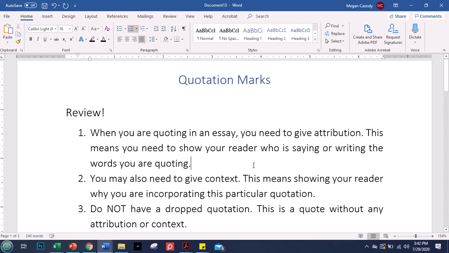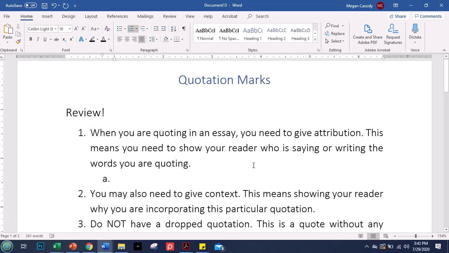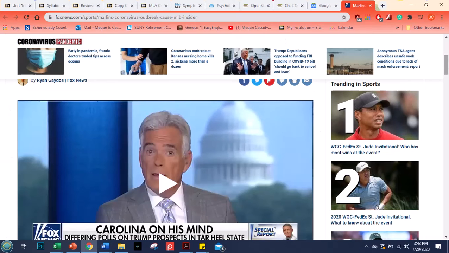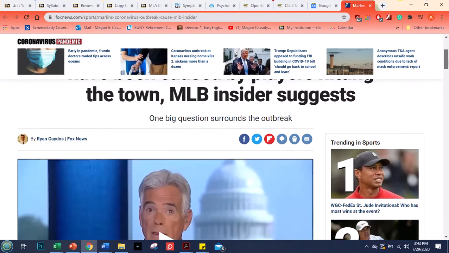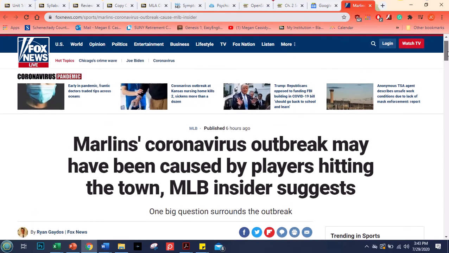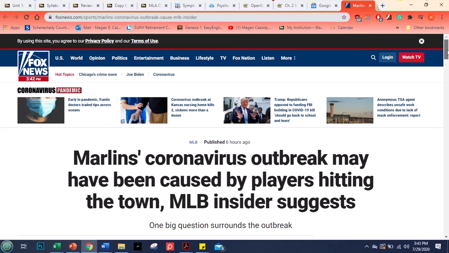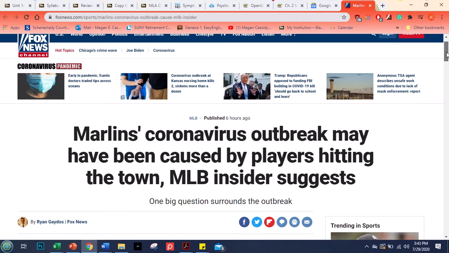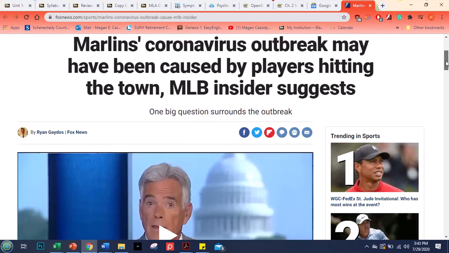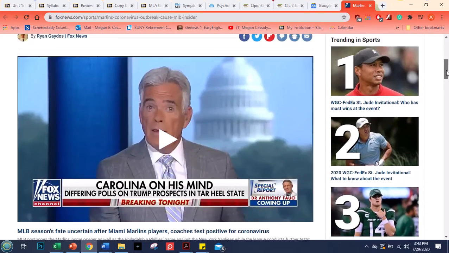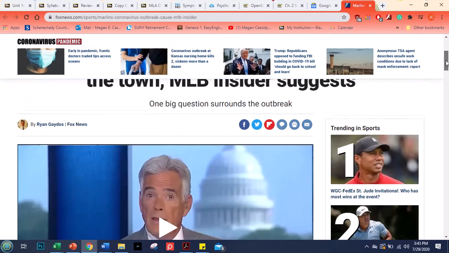When you are quoting in an essay, you need to give attribution. This means that you show your reader who is writing or saying the words that you are quoting. So here is an example. Again, I found an article from today, and this is about the coronavirus outbreak. If you're watching this 5 years from now, you're like, what the hell? But this is from the coronavirus outbreak in the Marlins, and they're talking to MLB, so Major League Baseball. It is written by Ryan Gatos.